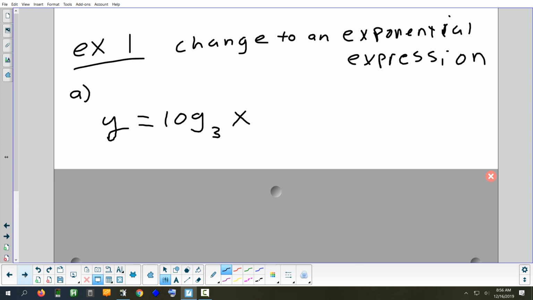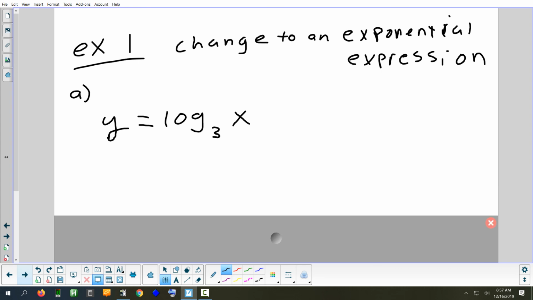All right, so this one says change to exponential. So that means when we're done, we're not going to have the word log anymore. All right, let's start with the 3. The 3 is lower than everything else. So that means the 3 is my what? 3 is my base. So I'm going to start with that. It's going to be the base for something. So that means I'm going to have an exponent up here.